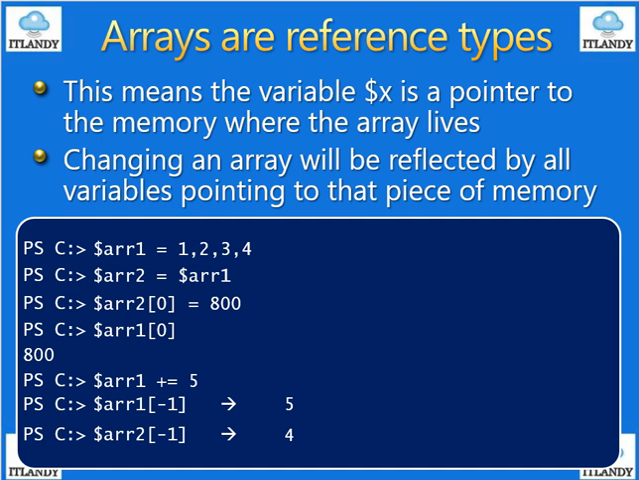You can see there that changing an array will always be reflected by all variables pointing to that piece of memory. That means a variable like $x is a pointer to the memory. Hopefully that clarifies what an array is and how we can reference an array. Let's jump to the next topic.